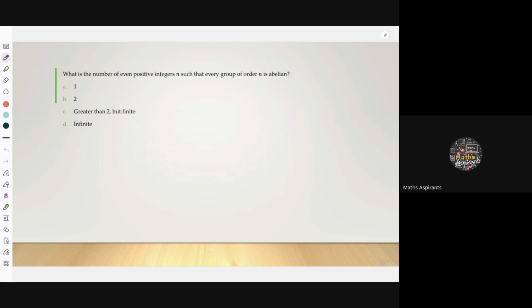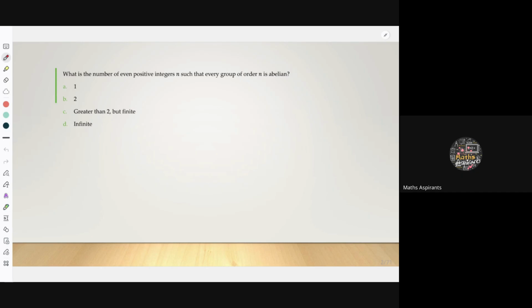I would be happy if someone can write the answer in the chat box for this question, and then I'll see how to go about it. This is my first time, so please feel free to give feedback. Anyways, the number of even positive integers n such that every group of order n is abelian.